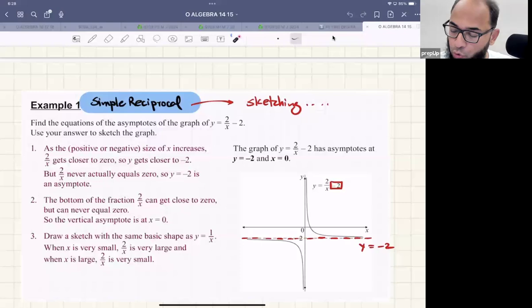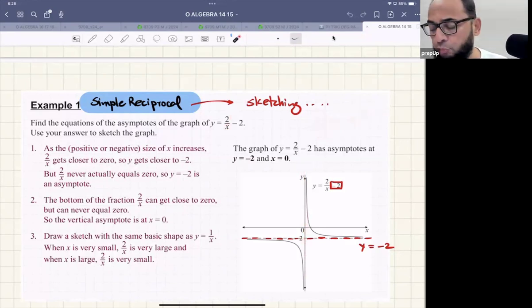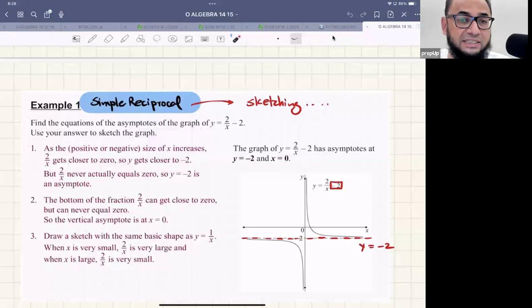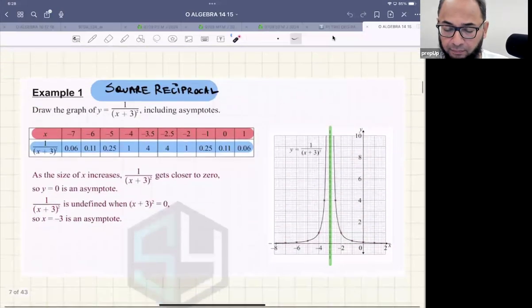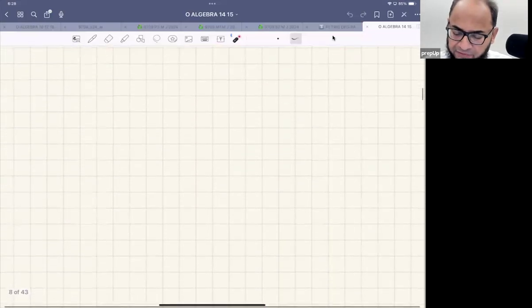that over here, when x is 0, this is the vertical asymptote. When x is 0, 2 over 0 is undefined. Any number divided by 0 is undefined. You cannot divide a number into 0 parts. That's simply not possible. No one has defined it as yet. Square reciprocal, this we skipped, this particular one.